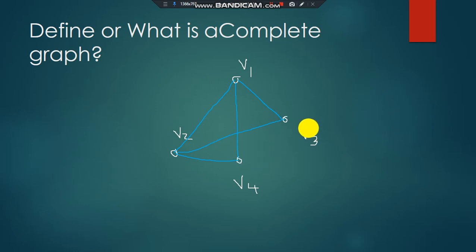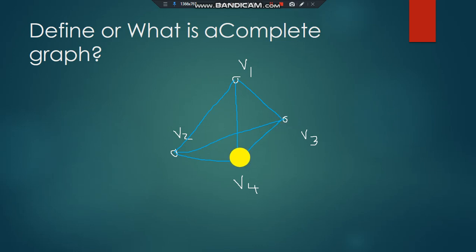Now I come to V3. From V3 I already made an edge. From V3 I already made an edge. From V3 I now make an edge. Now I come to V4. Now V4 has an edge with V1, V4 has an edge with V2, and V4 has an edge with V3.